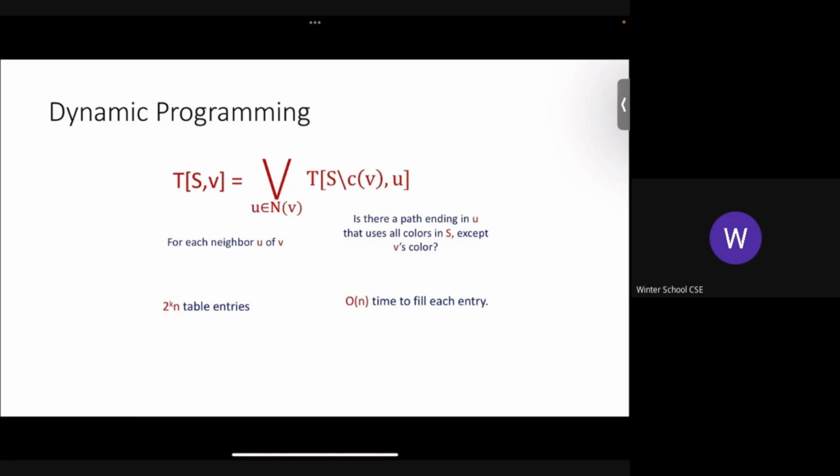So then what's the running time of this algorithm? How many entries do I have in my dynamic programming table? I go through all possible subsets of colors, so it's 2 to the k, and also through all possible vertices. It's 2 to the k times n. So the total time of dynamic programming is 2 to the k times n squared, because I have to repeat it like n times.